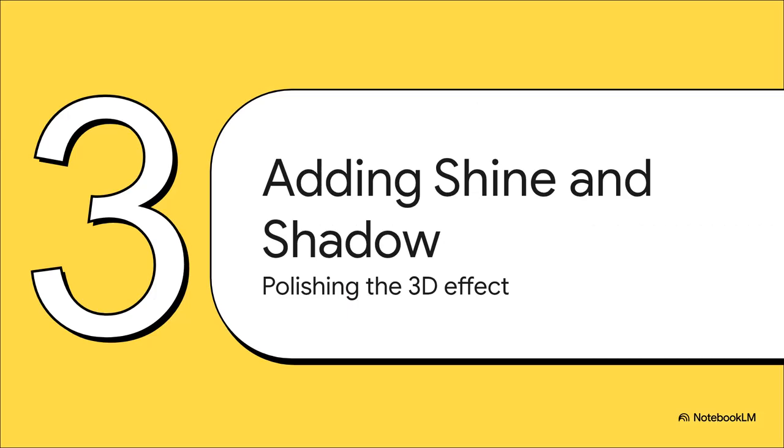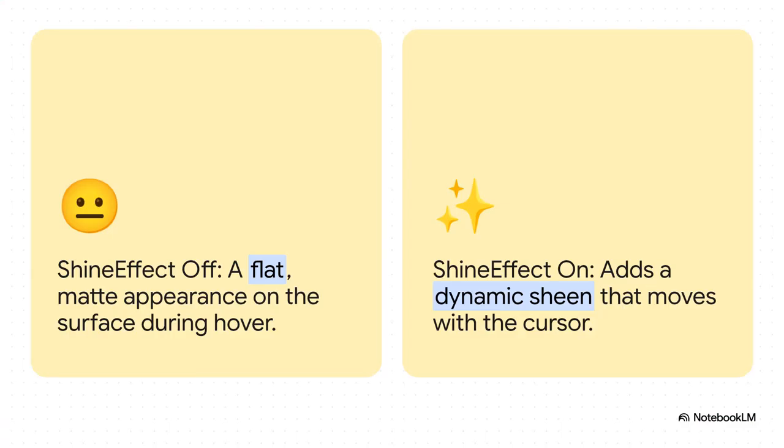Okay, so the 3D tilt is kind of the foundation, right? It's the core of the effect. But the real magic, the polish, comes from the little details. So now, let's look at how adding some light and shadow really sells this whole illusion. I mean, just look at the difference here with the shine effect.